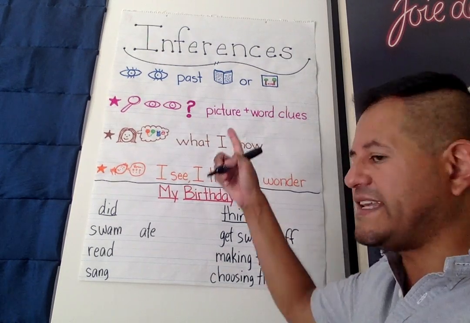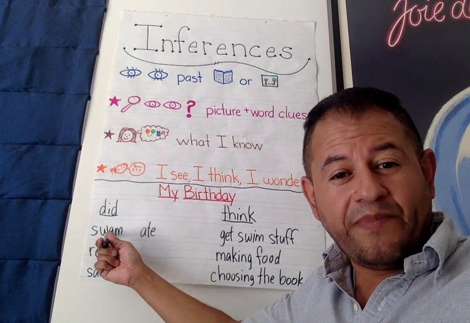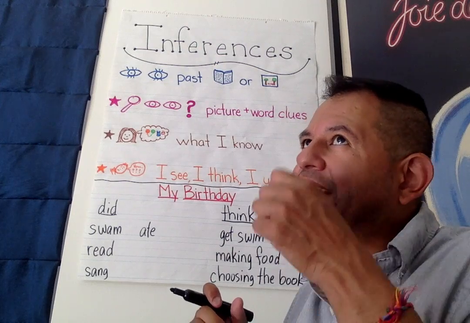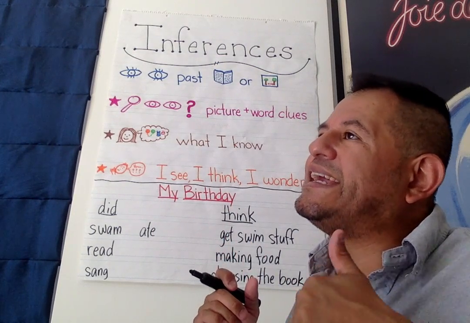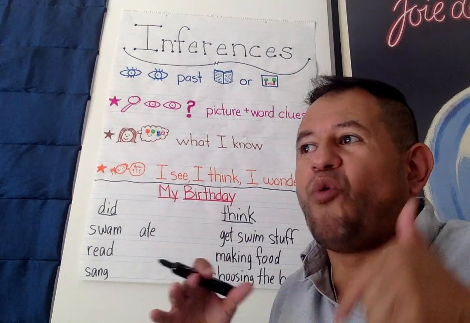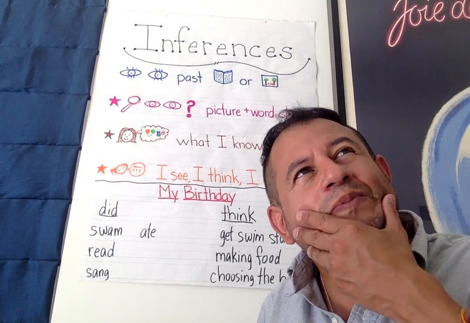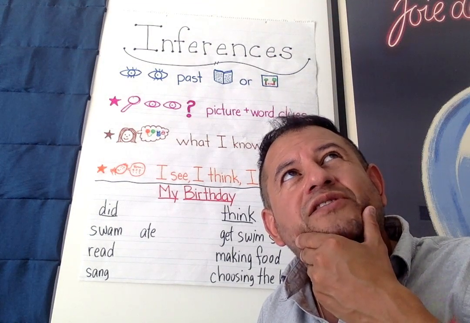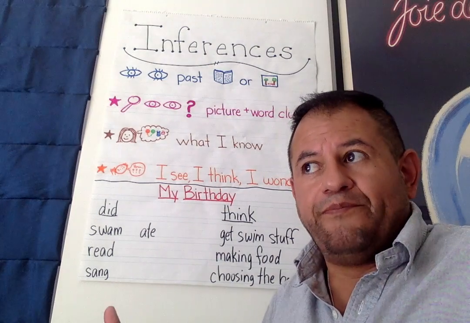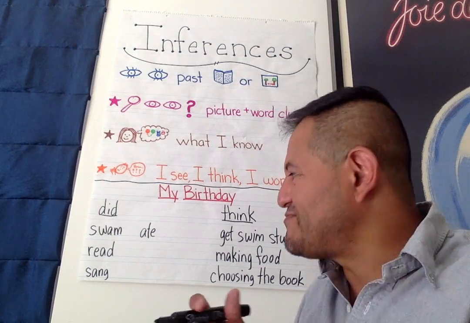So an inference is kind of filling in the dots, filling in the blanks. I told you I swam, but you're going to use your brain power and say, I bet he got a towel. I bet he got his bathing suit. I bet he swam in the water. And I ate cupcakes. I bet Daniel put the ingredients together. I bet Daniel cooked it all up. I bet Daniel cleaned up after he ate the cupcakes.